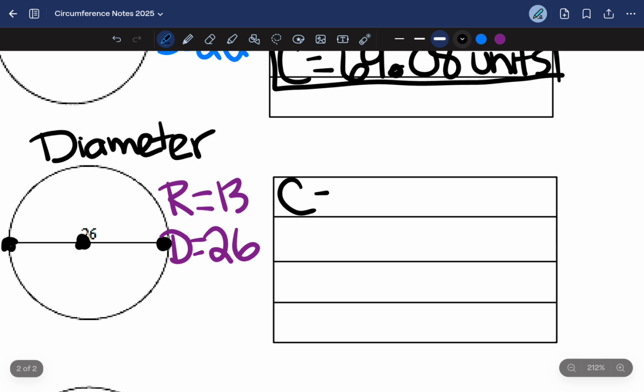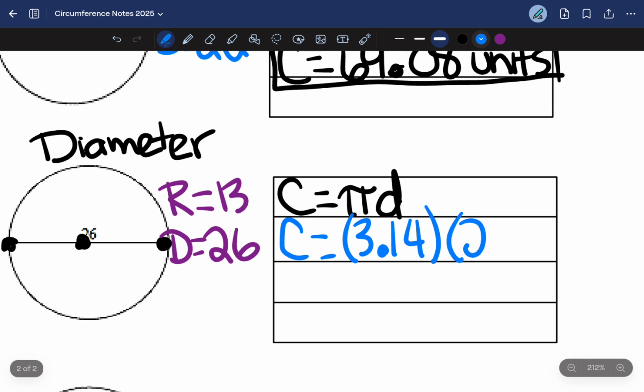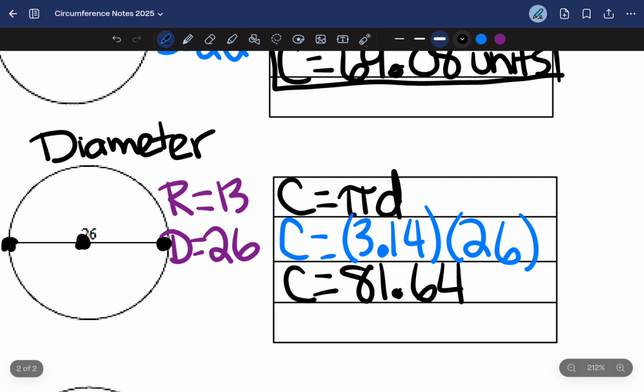So I'm going to put C equals pi D. So I know that pi is approximately 3.14, so I'm going to put C equals, parentheses, 3.14, and then the diameter is 26. So again, I'm going to multiply like normal, and I am going to find the circumference of this circle. So, sorry guys. Remember, the one with the most digits goes on top. So if I multiply those two numbers together, I get 81.64. And again, they didn't give us any units of measurement, so we're just going to write units.